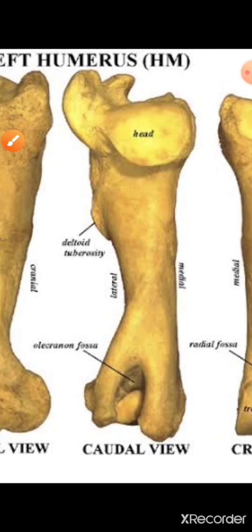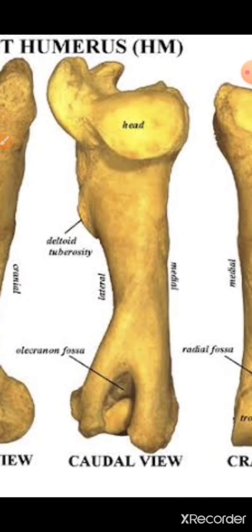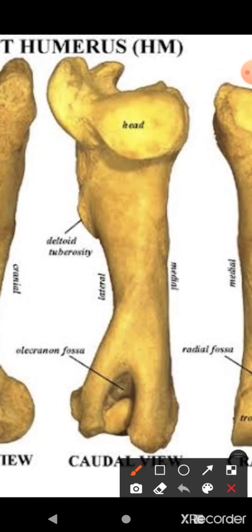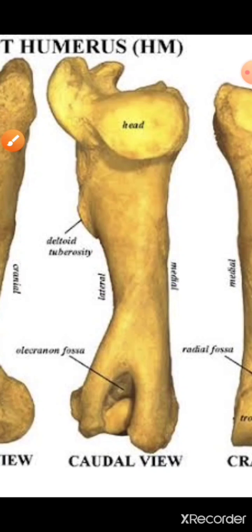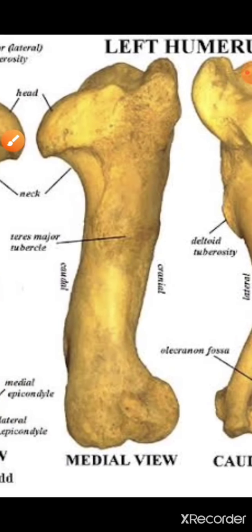Now let us come to the posterior surface or caudal view. The posterior surface bends with the medial and lateral surfaces. This can be appreciated by the presence of a nutrient foramen. The posterior surface is characterized by the presence of a nutrient foramen, and this surface bends with the medial and lateral surfaces.